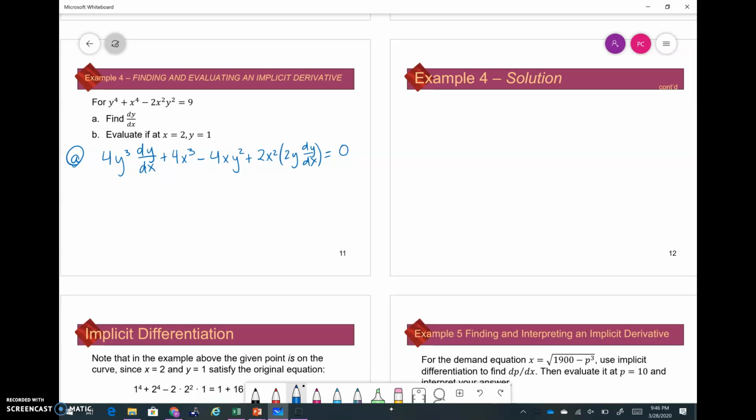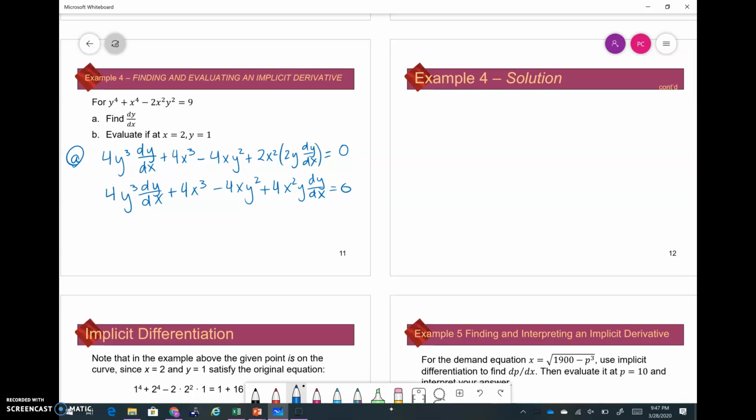So we're going to simplify just a little bit, clean it up. I have 4y cubed dy over dx plus 4x cubed minus 4xy squared plus 4x squared y dy over dx. That's the first step. All that equal to 0. That's the first step. Find the derivative.